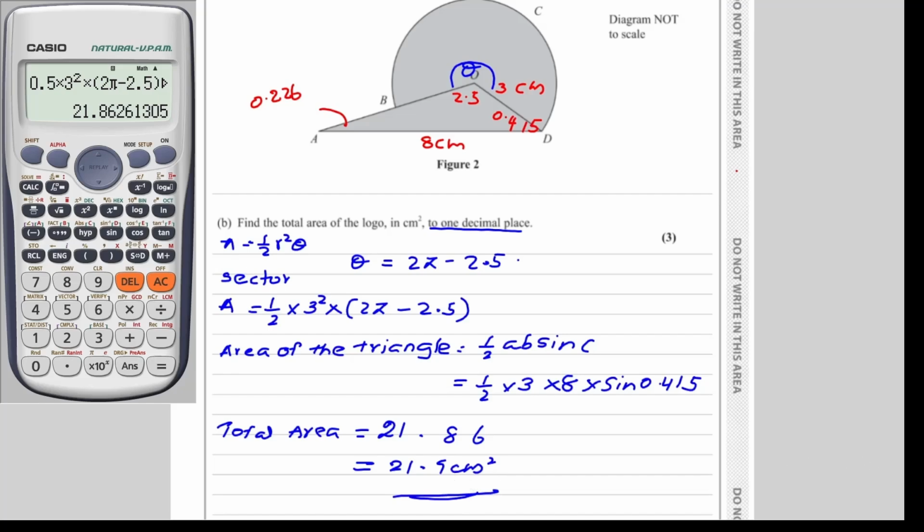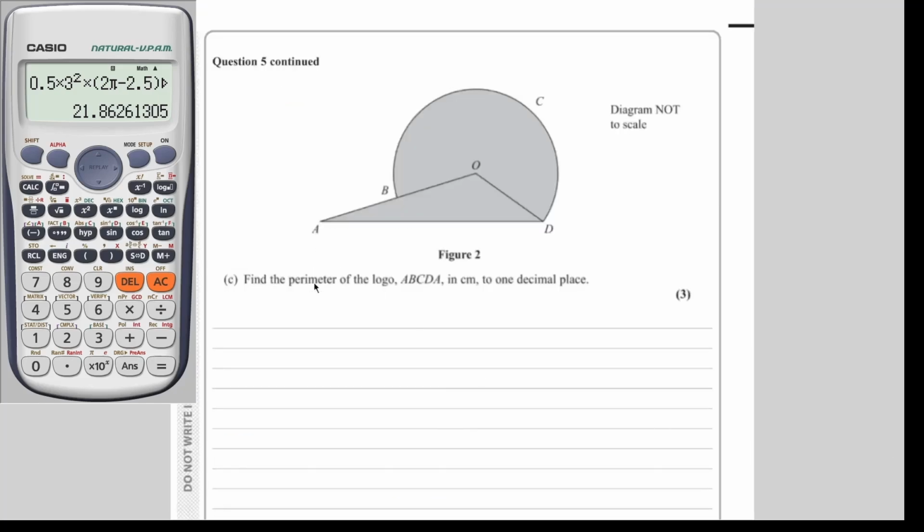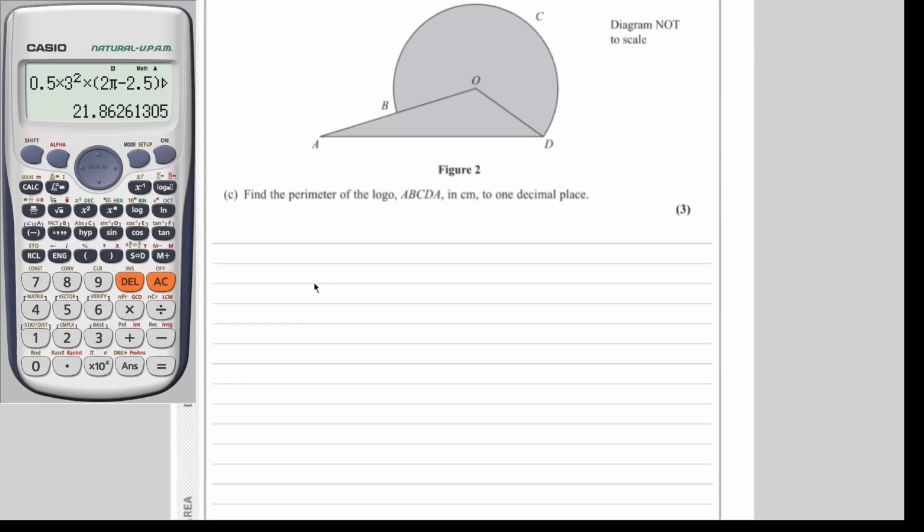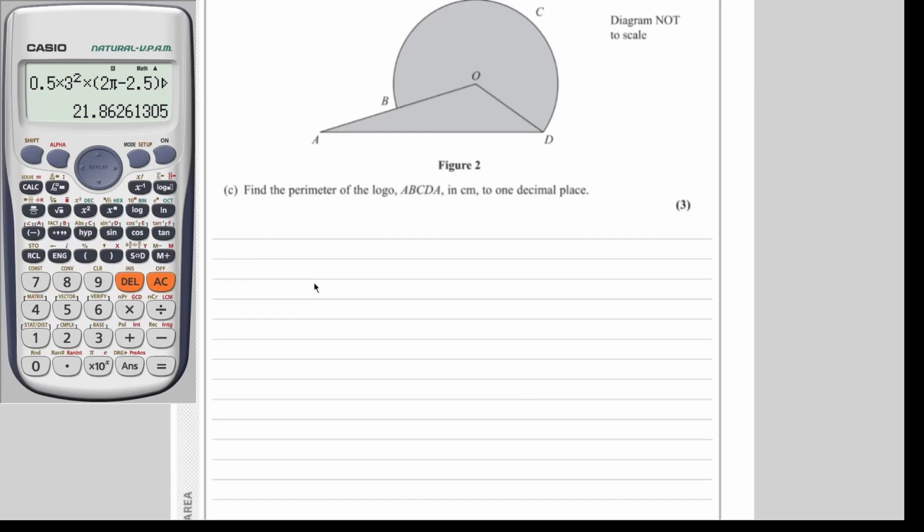That's part B. Let's move on to part C. Part C is find the perimeter of the logo. So we need to get the perimeter of the logo. Now again, this is 8. This is 3. This is 2.5. 0.415. 0.226. Right. This is the information that we already know.